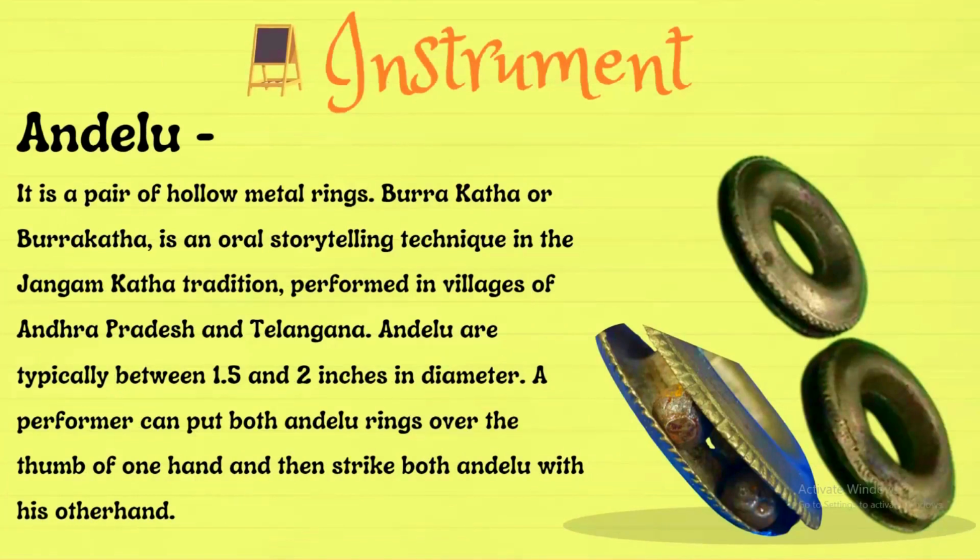This instrument's name is Andelu. It is a pair of hollow metal rings. In this, the Jangam Katha tradition was followed and performed in the villages of Andhra Pradesh and Telangana. Andelu are typically between 1.5 and 2 inches in diameter. A performer can put both Andelu rings over the thumb of one hand and then strike both Andelu with his other hand. Here the picture is also given below.